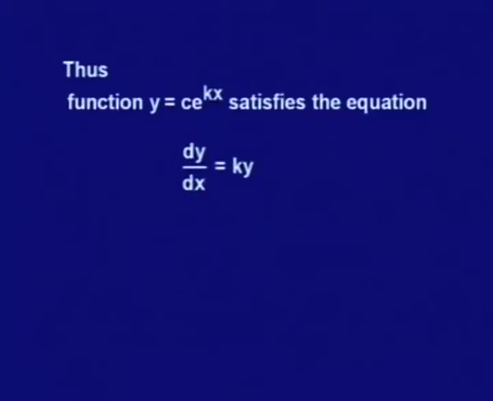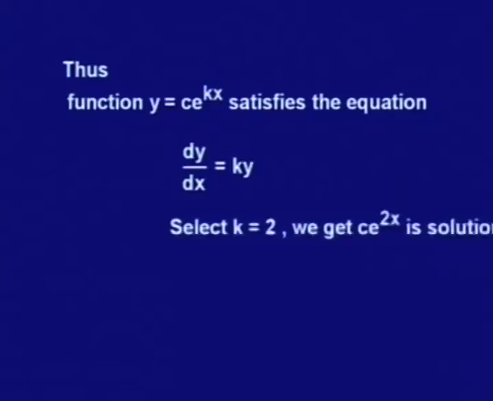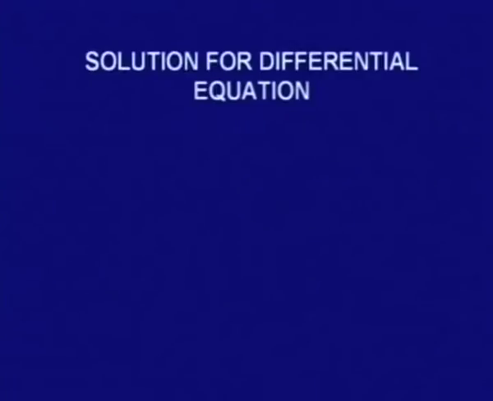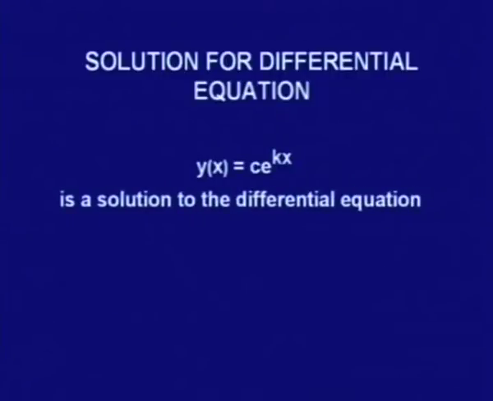So, we had started with dy over dx is equal to 2y. So, now what will I do? I will replace this k by 2. So, we got that c times e to the power 2x is a solution to the differential equation dy over dx is equal to 2y. Now, let us summarize the result. We have actually got that c times e to the power kx is a solution to the differential equation dy over dx is equal to ky.